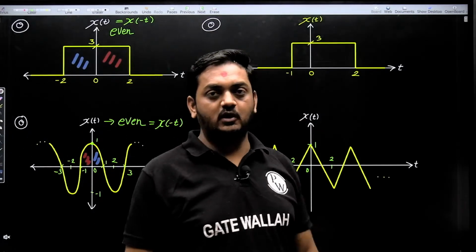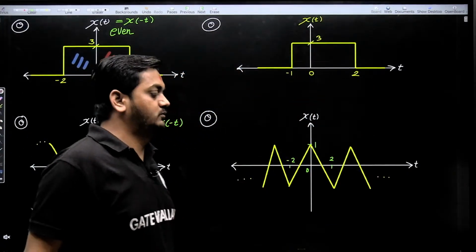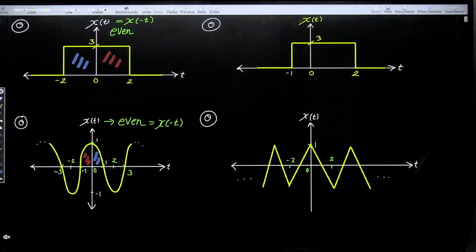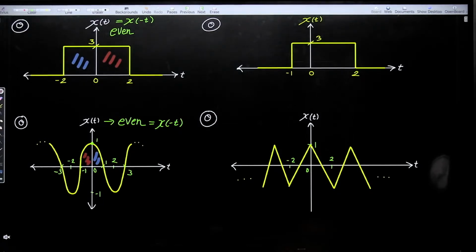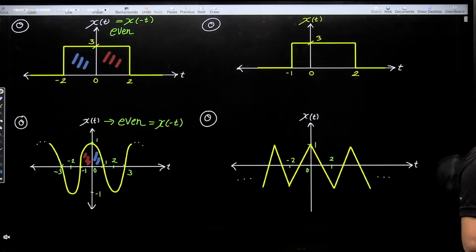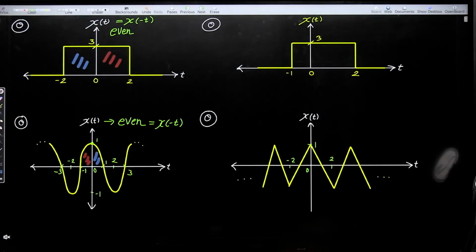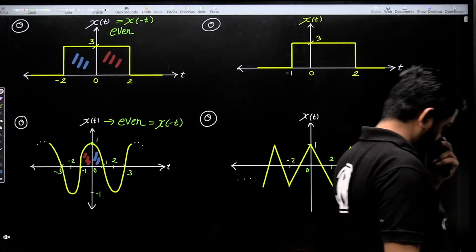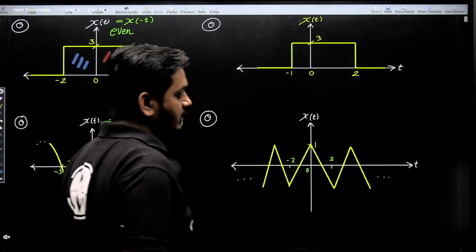What about this one? Third question. Odd, even or nano? What about the third question? Tell me, Nikhil, in the comment box. What about question number 3? Odd or even or nano?